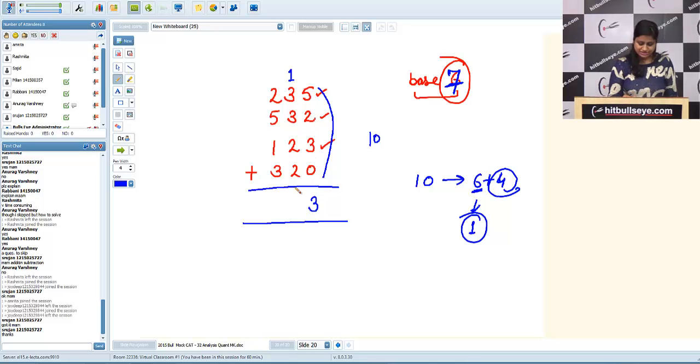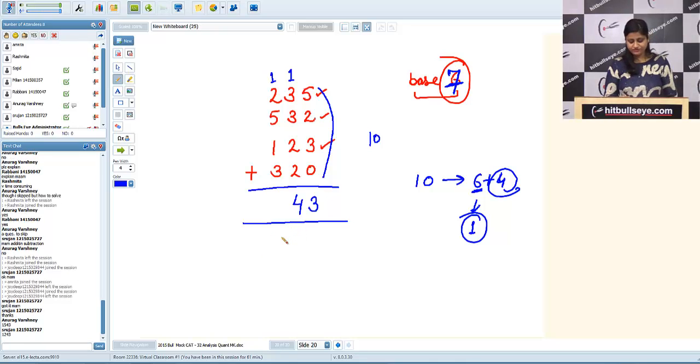Now what is the total here? That is 11. Out of 11, 7 can be carried forward. So the remainder is 4. Now coming to this sum, what is the total here? That is 12. Out of 12, how many 7s can we take? Only 1. So it will be 1543.